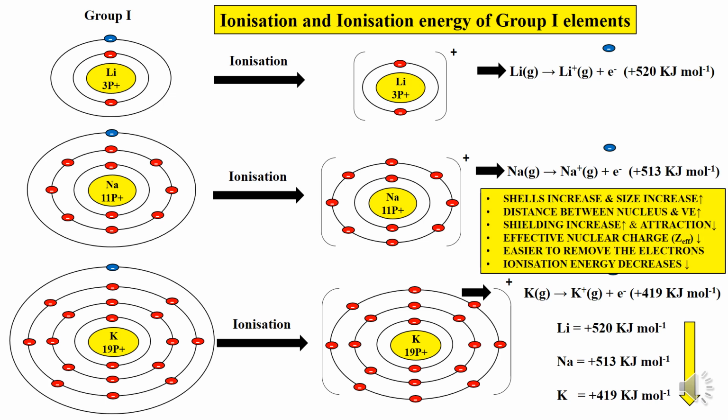These are the reasons. As you go down the group, shells increase, and as a result, the size of the atom increases. As a result of the increase in the size of the atom, the distance between the nucleus and the valence electrons increases, and as a result, shielding increases, and attraction between the valence electrons and the positively charged protons in the nucleus also decreases. As a result, effective nuclear charge decreases, and the end result is it will be easier to remove the valence electrons. And when it is easier to remove the valence electrons, what about the ionization energy? The ionization energy goes down.